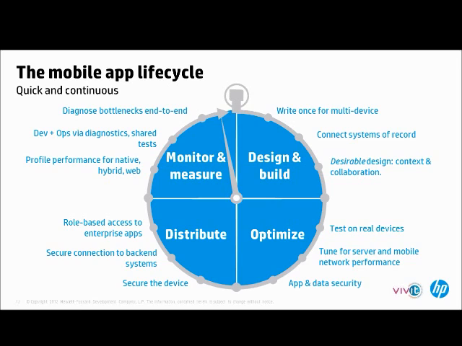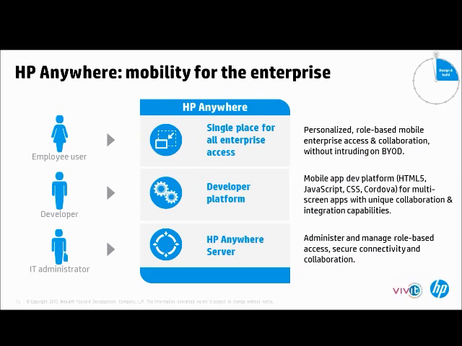So HP Anywhere is the mobile application development platform for HP. As we discussed in the previous slide, all the three personas get addressed by this solution. So for the IT administrator, whose key responsibility is to manage role-based access to enterprise apps, there is an HP Anywhere server that allows him to distribute these apps securely to the user. For the developer, it provides a developer platform.